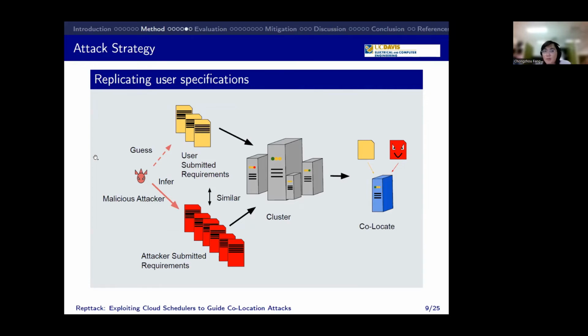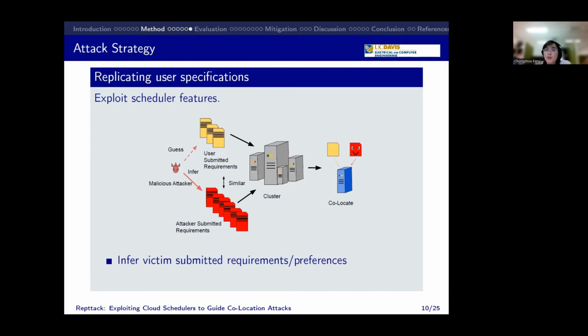That's why it's called Repttack. Recall that in our assumption, users will submit specifications to obtain more optimal placement of applications. At the same time, attackers have access to analyzing user applications. Therefore, attackers can infer what the user specifications are and exploit the scheduler's features to increase the chance of getting collocation. The first step of our attack is to infer victim-submitted affinity requirements or preferences. The second step is to replicate these specifications and submit them to the cloud scheduler, while keeping the resource specifications minimal to prevent target nodes from being filtered out because of resource constraints. Later in our experiment, we will show that this method is effective in a heterogeneous cloud setting.